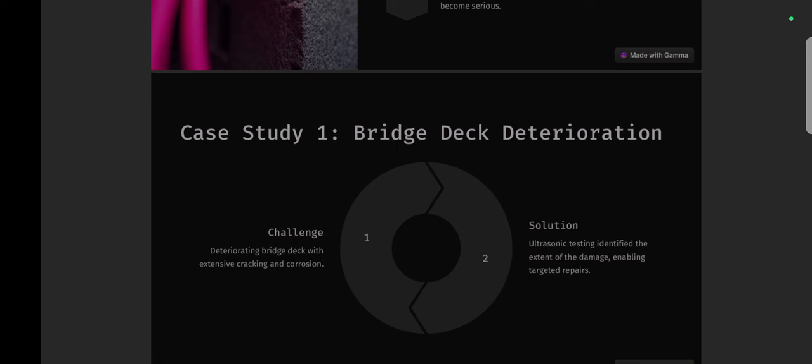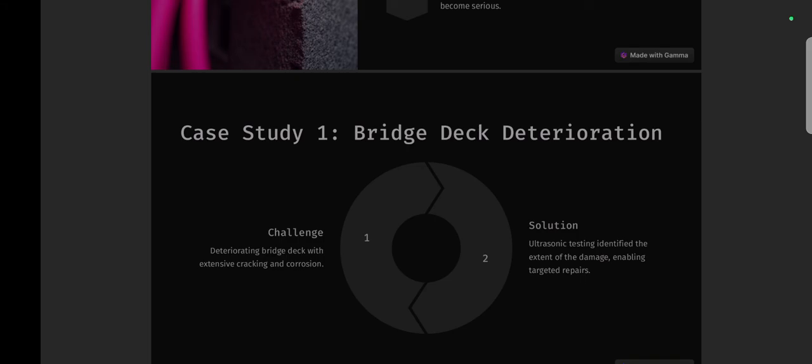Case study, bridge deck deterioration. Bridge decks are critical components of bridge infrastructure, supporting the weight of traffic and distributing forces across the structure. Over time, exposure to environmental factors, traffic loads, and the material used in construction can lead to the deterioration of bridge decks. Causes of bridge deck deterioration include corrosion of reinforcement.